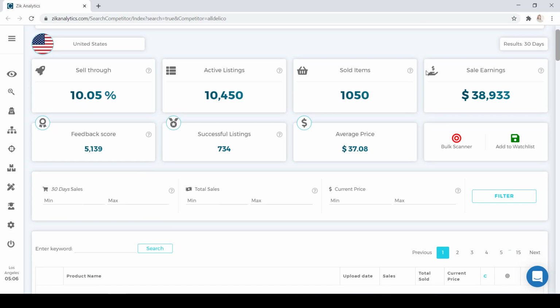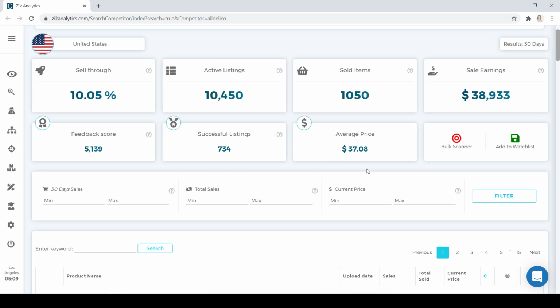So now looking in the stats. Here, we have the sell-through rate. Active listings over 10,000, sold items 1,050, and we have the sales earnings, which is the revenue, the amount of money the seller generated in the last 30 days. Up in the top left corner, you can see the country and the flag where the seller is coming from. The feedback score for the seller is located right here. The successful listings are 734. And successful listings tells you that out of the 10,000 active listings, 734 successfully sold. And here we have the average selling price.